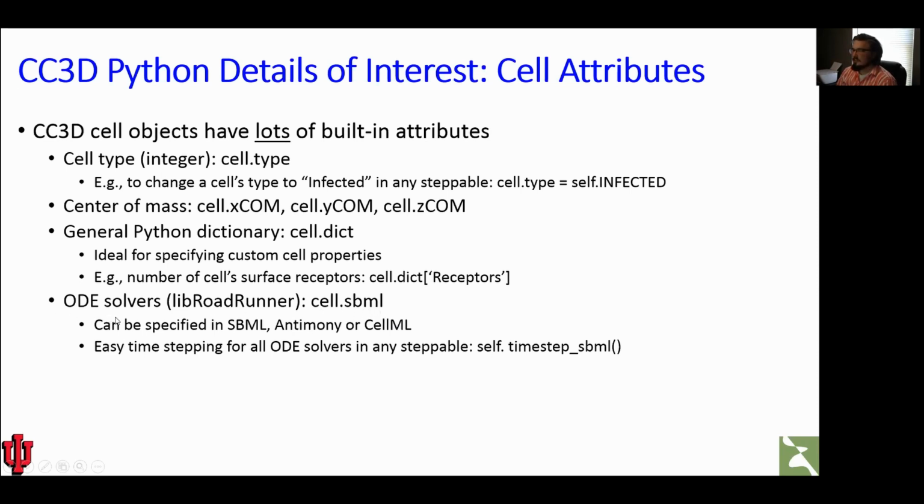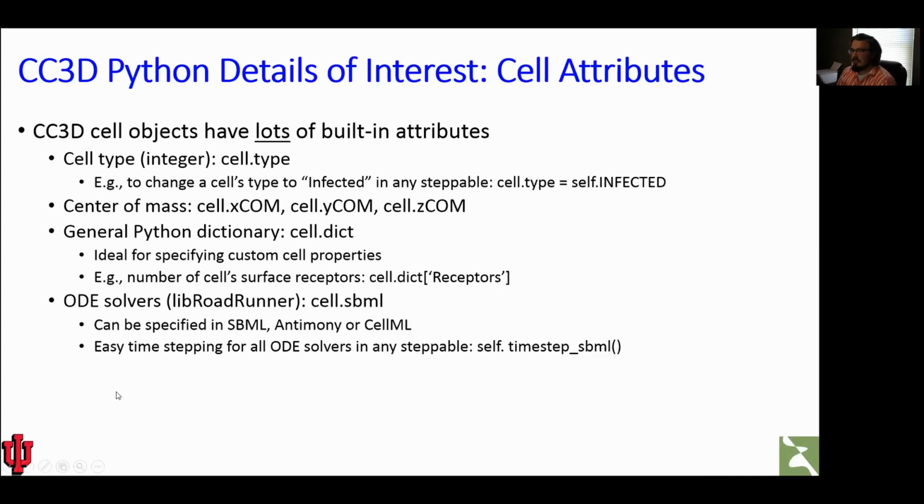Now, model specification for these ordinary differential equations in CompuCell can be done either in SBML, in Antimony, or in CellML. This is documented in the Python scripting manual, so you can see more details about that. We won't get into this too much today, but if you dive into the simulation scripts for the framework, you can find lots of instances of using Antimony to implement the viral replication model and the immune or the lymph node compartmental model.